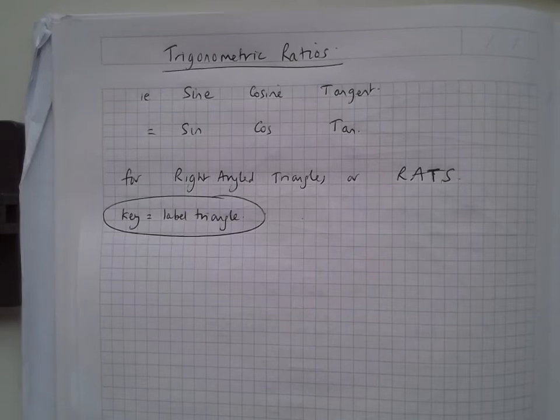So trigonometric ratios is what we're looking at here. Basically, trigonometric ratios is the words that they give to sine, cosine, and tangent.